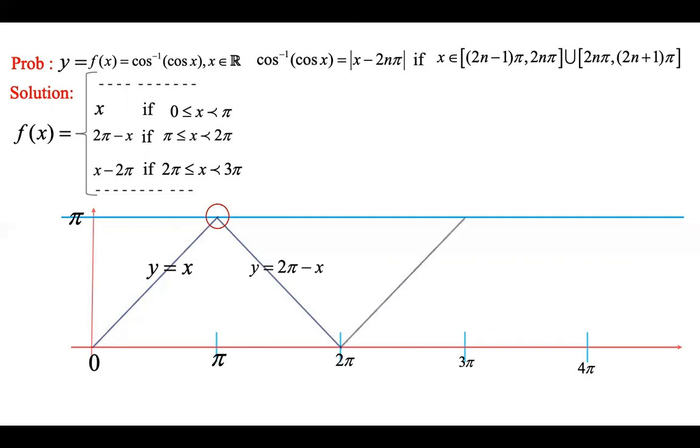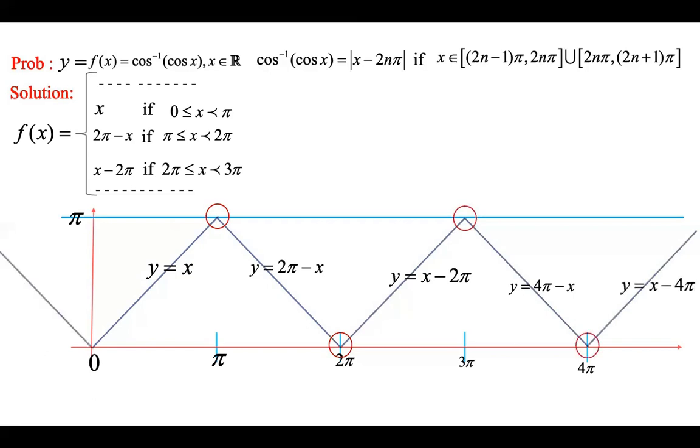Similarly, when you take the piece from 2 pi to 3 pi, it is given by the formula y is equal to x minus 2 pi. Again, it is continuous with its left side piece, but at that peak at 2 pi, a sharp edge is formed. Therefore, it is not differentiable at 2 pi. Similarly, the other piece is y is equal to 4 pi minus x. Here also a sharp edge is formed at 3 pi, not differentiable. At 4 pi also not differentiable. At 0 also not differentiable. So like that, at all integral multiples of pi, it is not differentiable, but continuous everywhere.